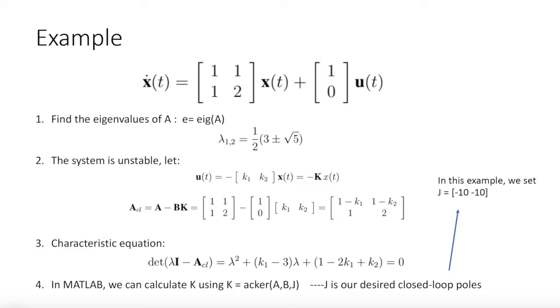Here is another example. The eigenvalues of the A matrix here are lambda 1 and lambda 2, and the control is U equals minus Kx, and the closed loop matrix will be computed as here. And then for the characteristic equation, for having the poles of the closed loop system at minus 10 and minus 10, the k1 and k2 will be computed. We are going to do these examples using MATLAB.